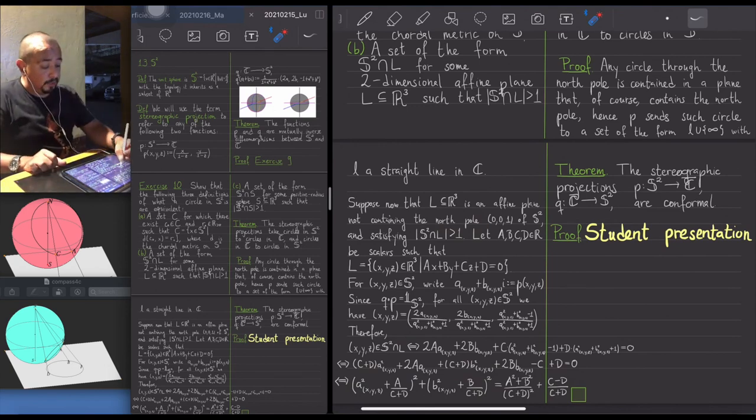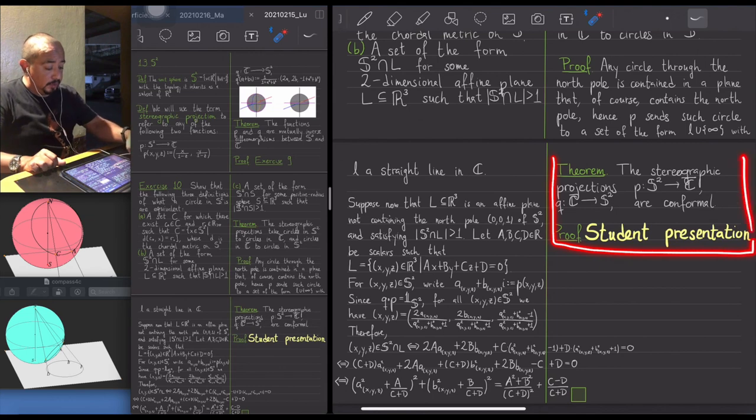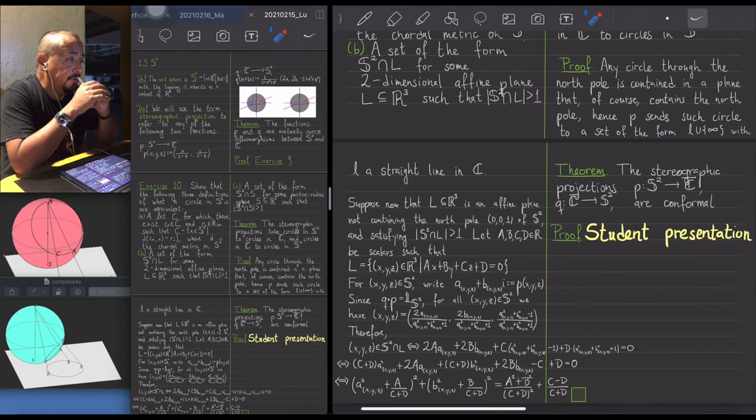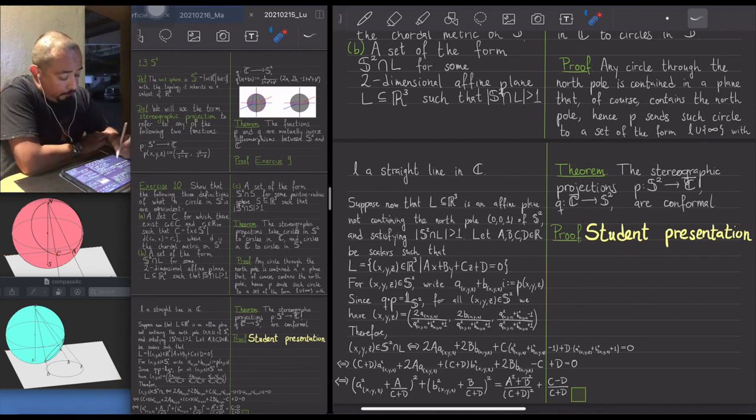And then, as I mentioned, this is a topic for a student presentation: that the stereographic projections are conformal. Of course, here I measure angles with the Riemann structure, in particular at the point at infinity, right? Because on C, I know how to measure angles. The thing is, how do I measure angles between curves that cross at the point at infinity?